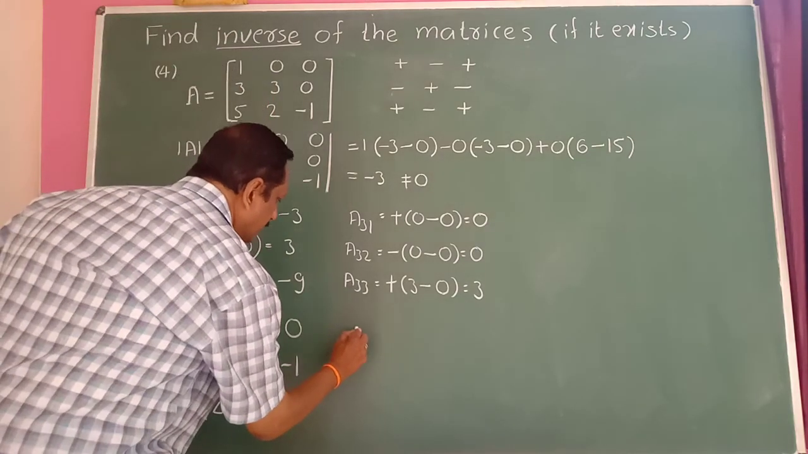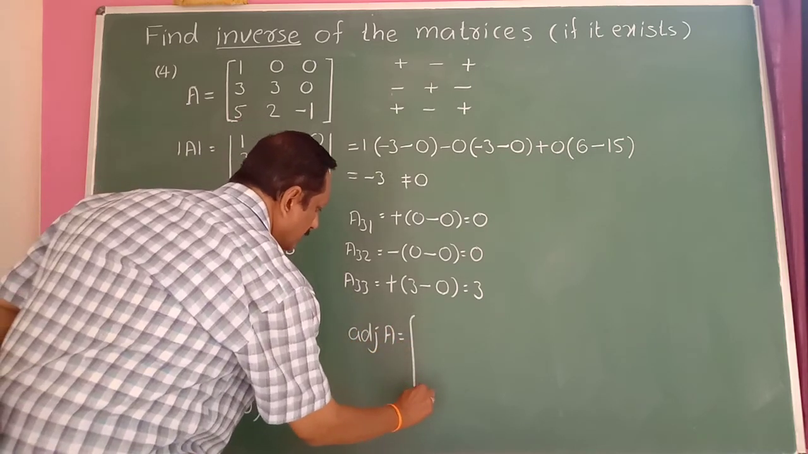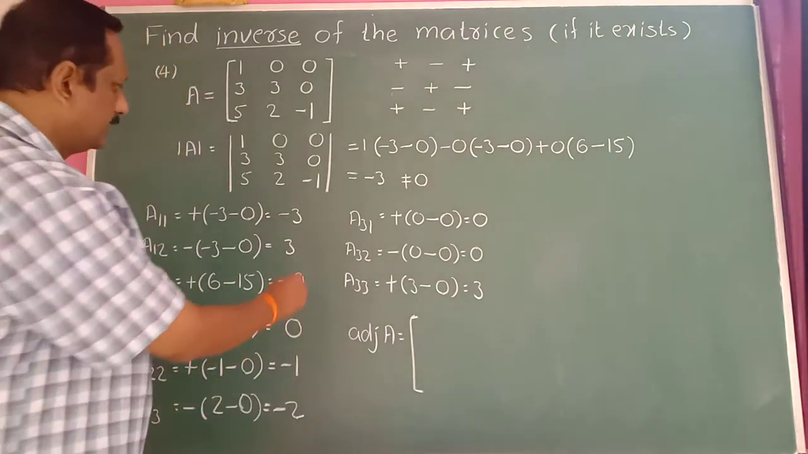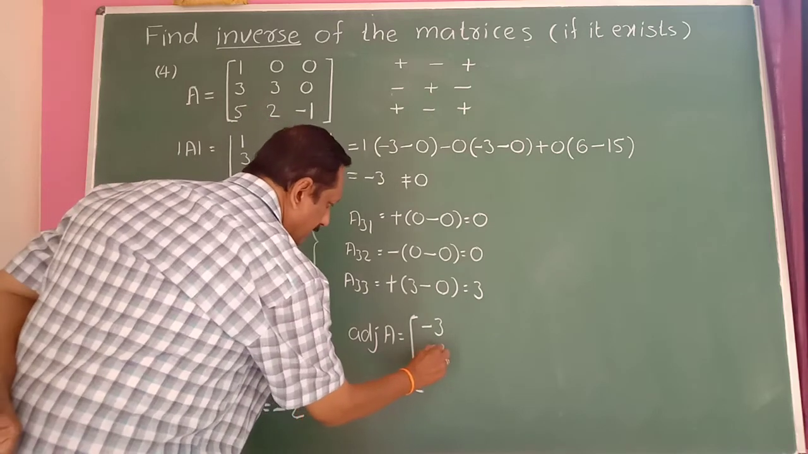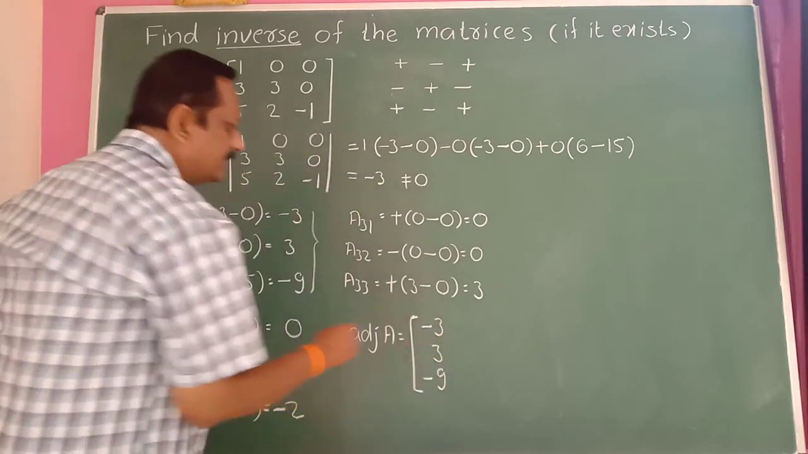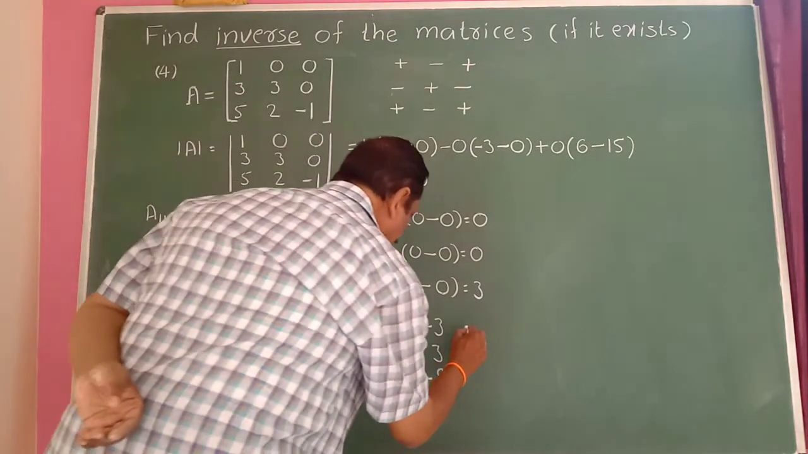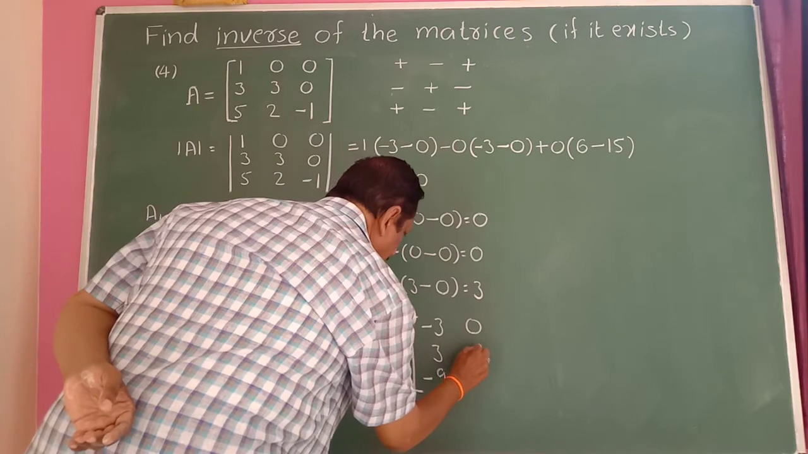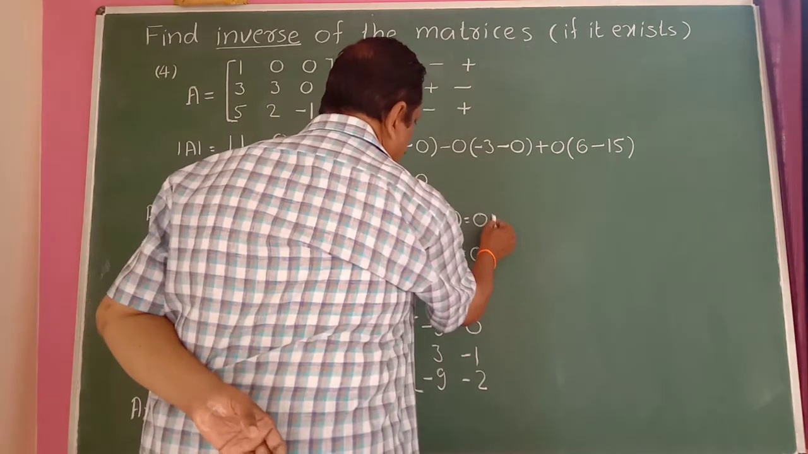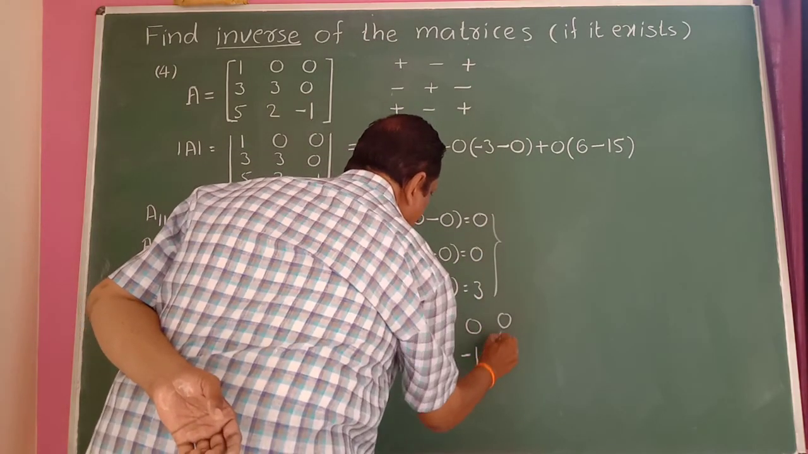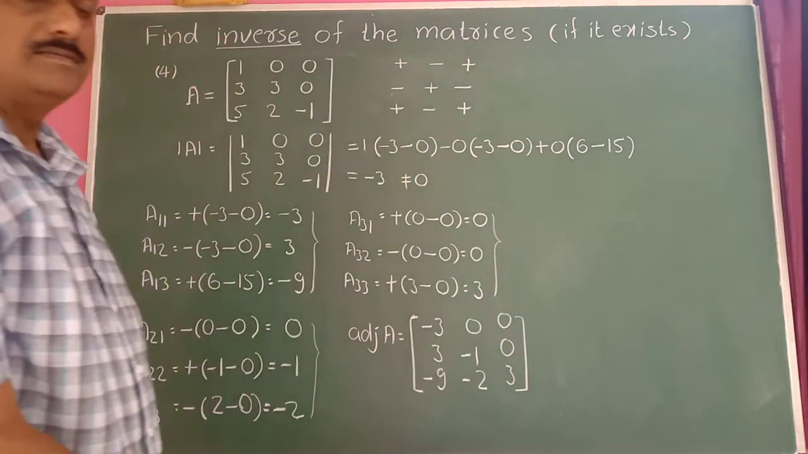Then you write the adjoint of the matrix. Adjoint of the matrix A is equal to, it's a matrix here. Therefore write these three numbers here: minus 3, plus 3, plus 9 in the first column here. Next 3 numbers in the second column. So 0, minus 1, minus 12. Then next 3 numbers in the third column here. So 0, 0 and plus 3. This is the adjoint of the matrix.